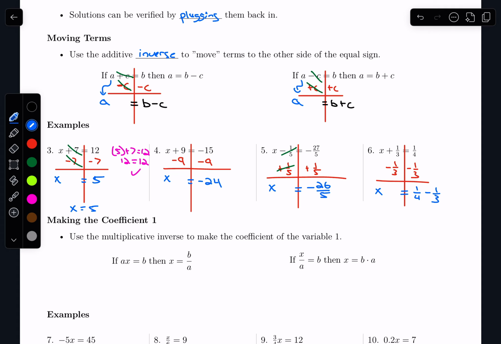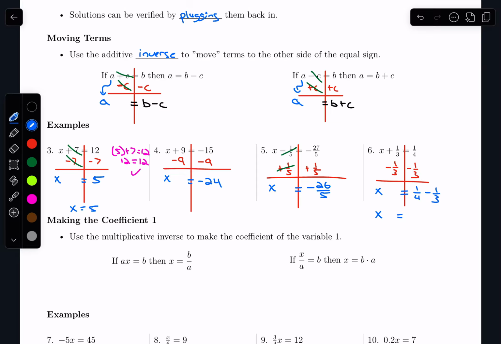That's not so bad. There's nothing wrong with this, but I can't leave that as my answer. So I need to find a common denominator so I can actually put these together. In this case, we have a 4 and a 3 on bottom. So 12 is going to be our least common multiple, or our lowest common denominator.